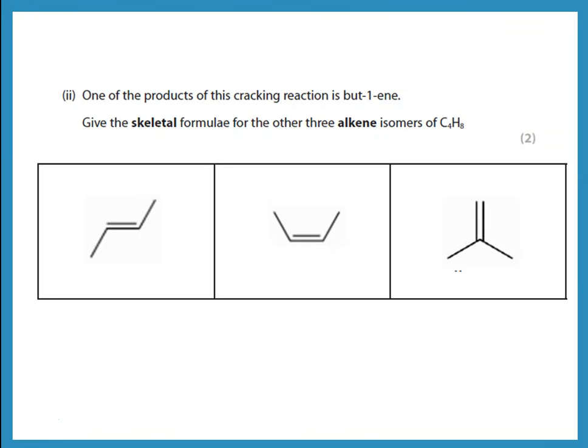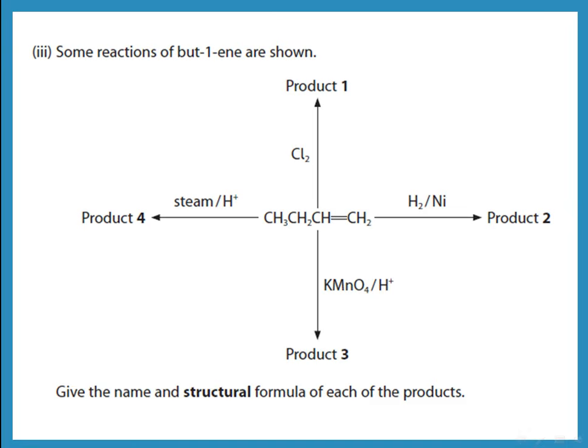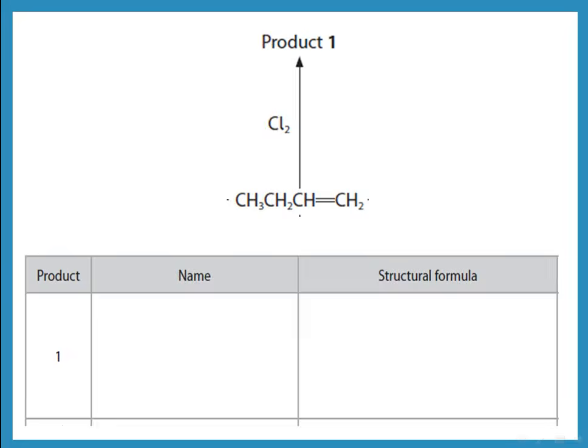And the third one is the one where we have a methyl group in the middle, so that would be 2-methylpropene. It still has C4H8. Okay, a question that says some reactions of but-1-ene are shown. Give the name and structural formula of each of the products. Now let's look at this one by one.